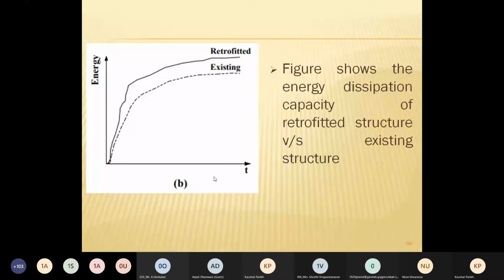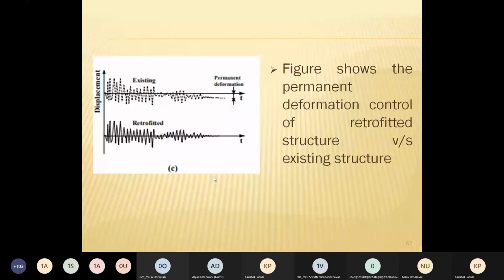This image clearly shows the permanent deformation control of the retrofitted structure versus the existing structure. The dotted line shows that a certain permanent deformation will remain in the existing structure, but when the retrofitting is applied, that permanent deformation is very, very negligible. So these are the advantages of applying the proper retrofitting technique.